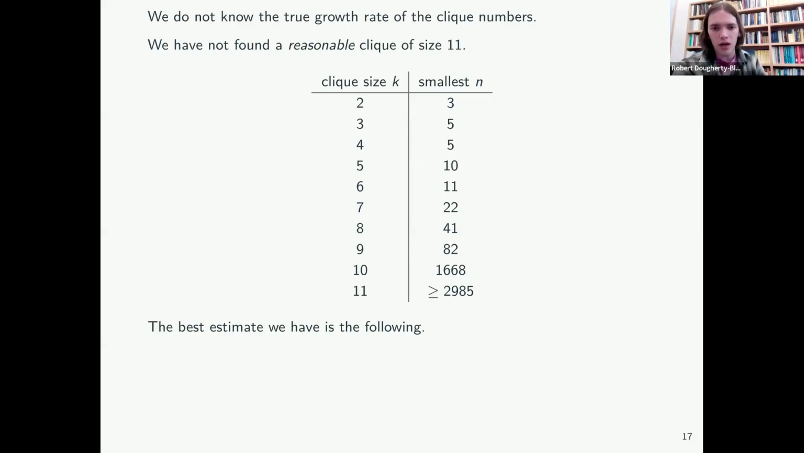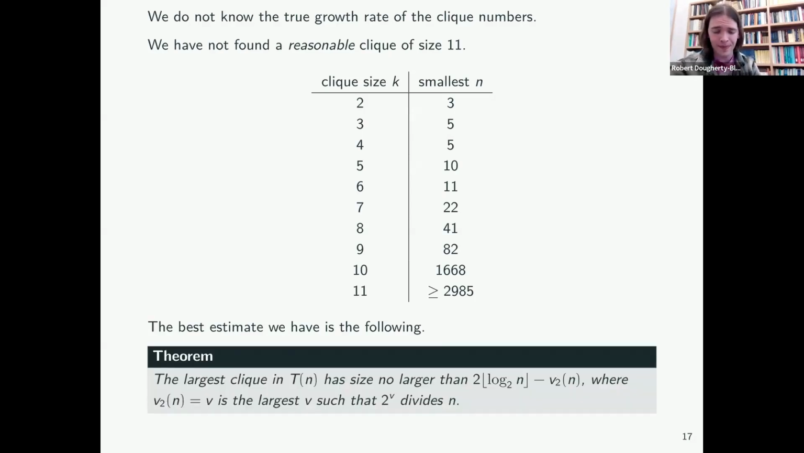In fact, it took us so long to compute the smallest n for size 10 that while we were waiting, we decided to prove a theorem about these things. And that theorem is an upper bound for the clique number. So the largest clique in Tn has size no larger than something that's essentially logarithmic. It's roughly like 2 times log base 2 of n, except there's an adjustment factor where you need to think about how many times 2 divides n, where our upper bound is a little tighter than it is generically.